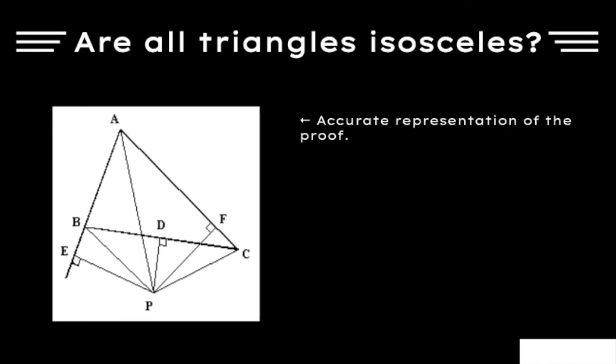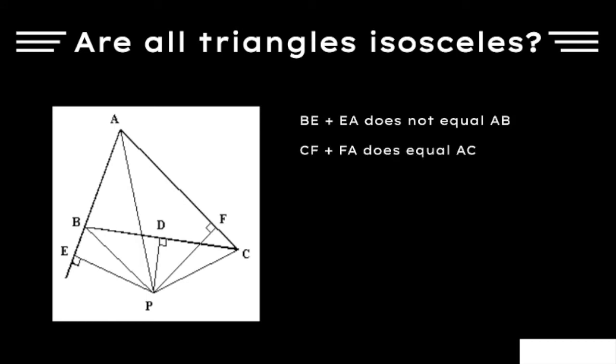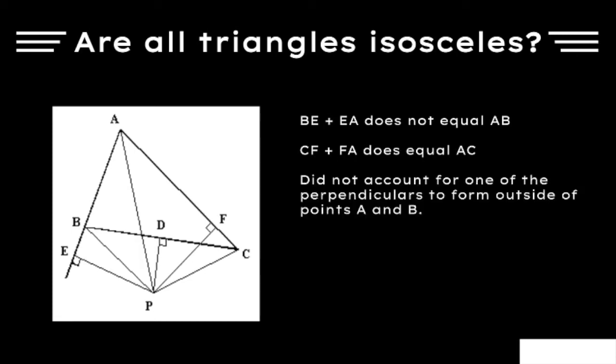The accurate representation of the triangle is shown in the following picture, where the same lines are equivalent. AE still equals AF, EP still equals FP, PB still equals PC, but AB cannot equal AC. This is due to the fact that BE plus EA does not equal AB, while CF plus FA does still equal AC. The original proof did not account for EP forming outside of AB, and this proof illustrates the importance of betweenness and how one must account for the order of points.